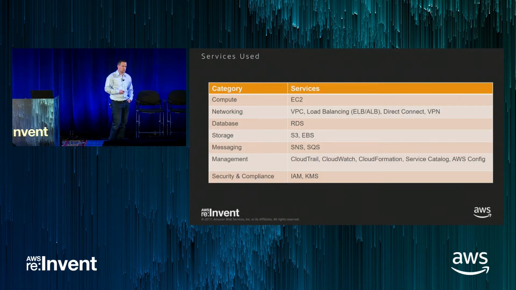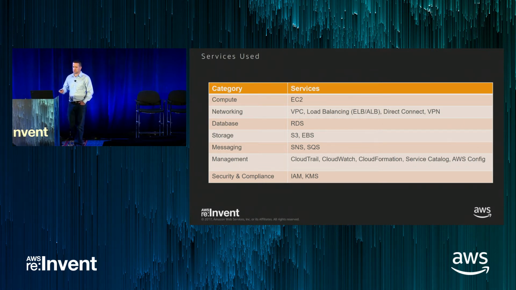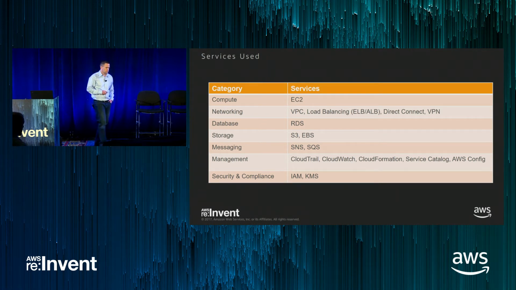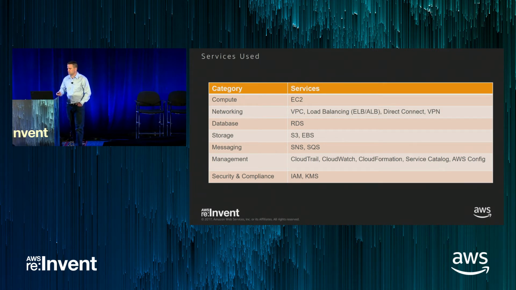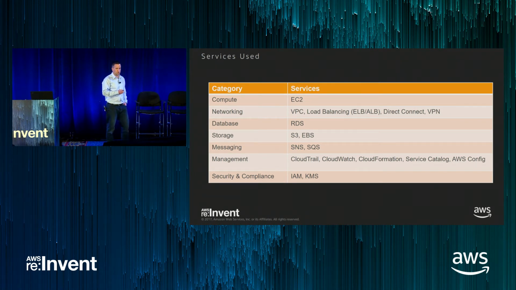This is a list of services that we currently use. We use all the core foundation services. We use some messaging services, SNS, SQS, a handful of management services, and security and compliance services, IAM and Key Management Service. One service I would like to call out here is CloudFormation specifically. We use that to automate the deployment of our resources, but we also look at it as a way to ensure consistent security configurations across our environment.